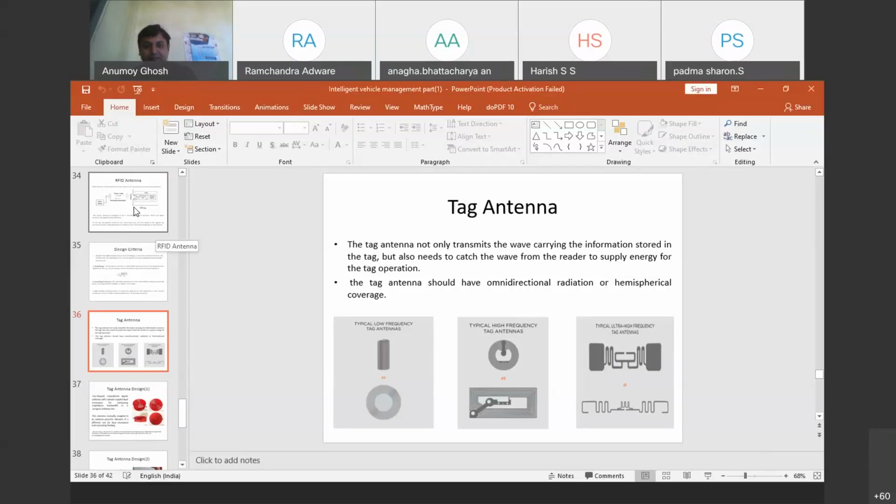Inductively coupled system, sir. Yes, okay. Inductively coupled system you have heard, right? Yes, sir. Okay, after that I will start.